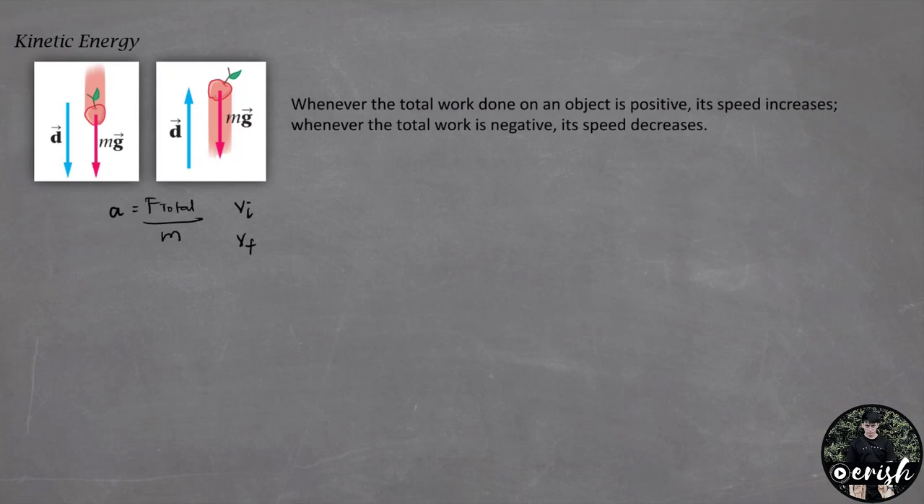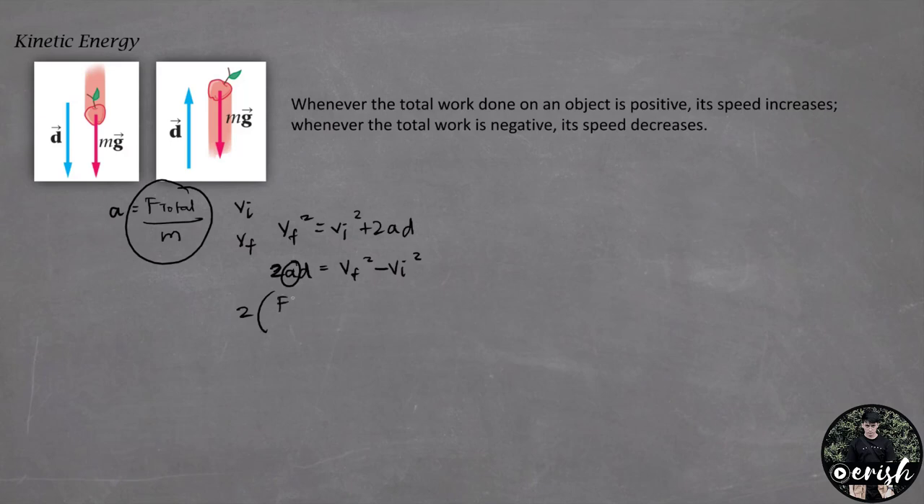Hence, using constant acceleration kinematics, meron tayong equation na v final square equals v initial square plus 2 times the acceleration times the distance. Derive natin para magkasama yung initial and final velocity, say we have 2ad equals v final square minus v initial square. And next, meron tayong acceleration dito. I-substitute natin yung value ng acceleration. We have the net force or yung F total over M. We have here 2 times F total over M times the distance equals final velocity square minus initial velocity square.